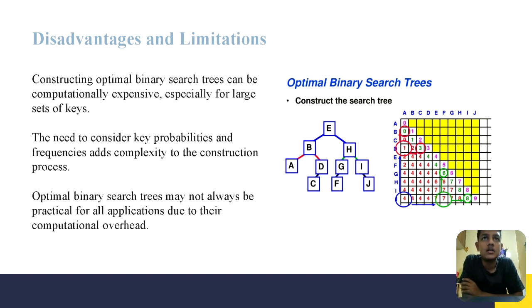Optimal binary search trees may not always be practical for all applications due to their computational overhead. This makes optimal binary search trees not always practical, and they do not suit all such applications.